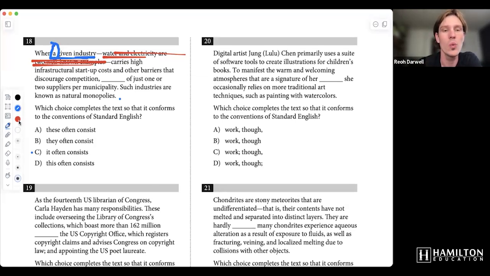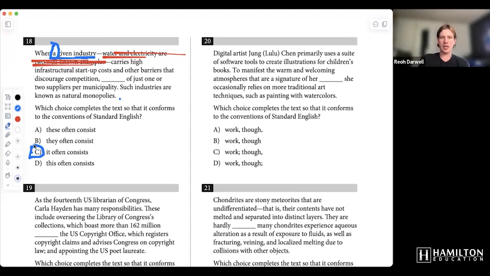Okay. What answer choices are in the singular? Simply answer choice C, right? It, a given industry, it often consists, right? So these would need a plural antecedent. We need a plural subject. Nope. They would be plural. And then this doesn't work either. So that's how we arrive to it often consists, with our subject being a given industry in the singular. So make sure you're really underlining your subject before your verb to figure out the subject-verb agreement.